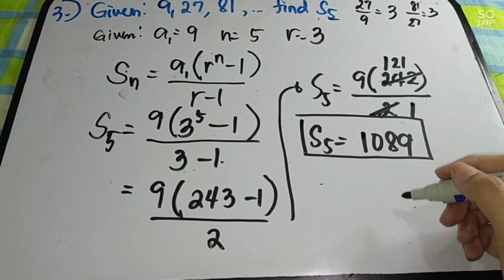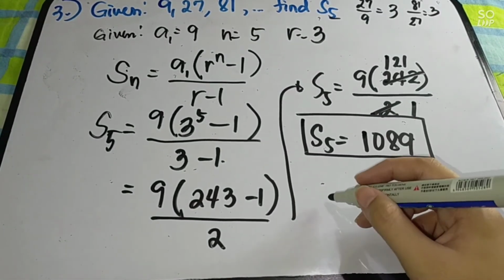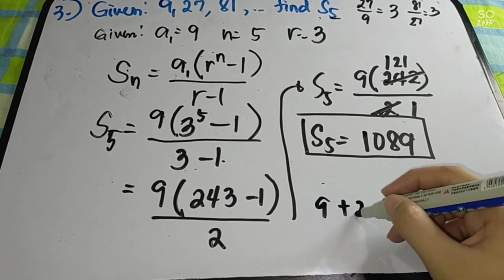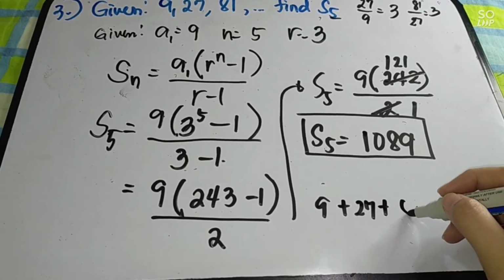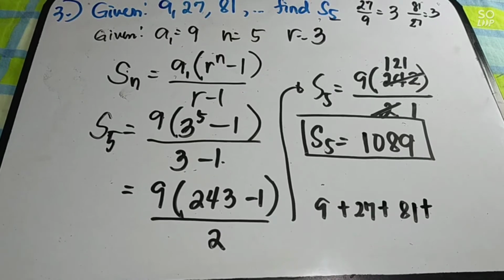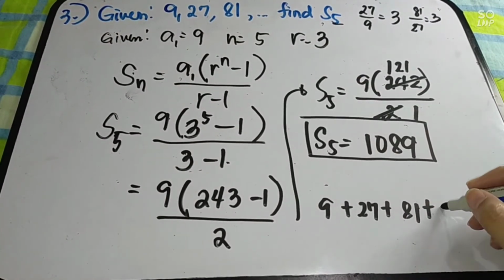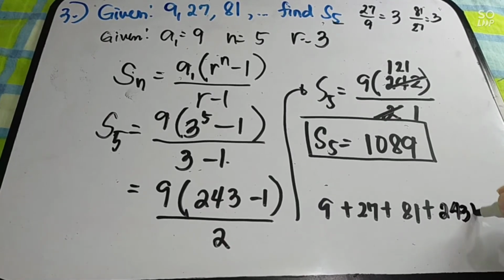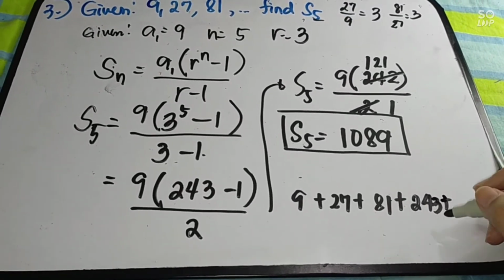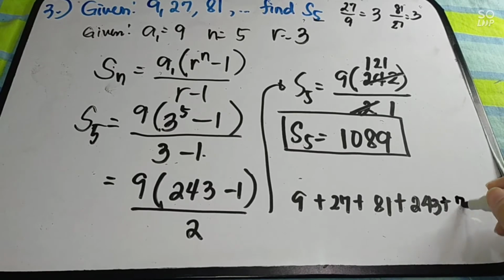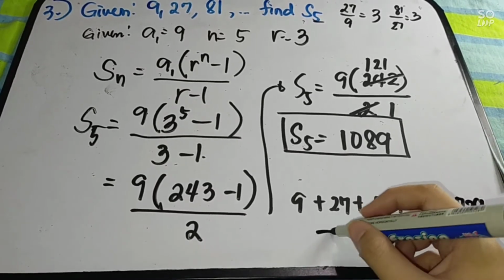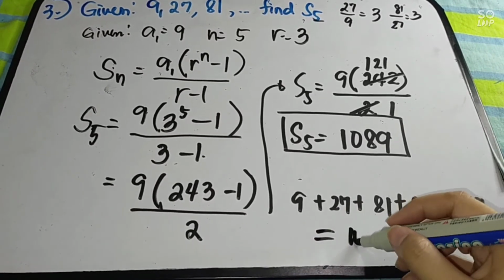Ayan. So, this is now your S sub 5. Is it clear? So, kung magmamano-mano ka, pwede mo yung imano-mano. 9 plus 27 plus 81 plus, so yung 81 multiply mo lang by 3, ang sagot is 243. Tapos plus si 243 multiply mo lang by 3, that is 729. Tapos add mo lang to. Pag in-add mo yan, ang sagot din dyan is 1089.